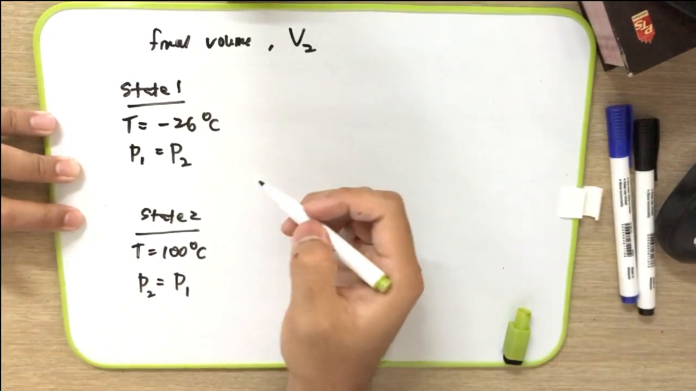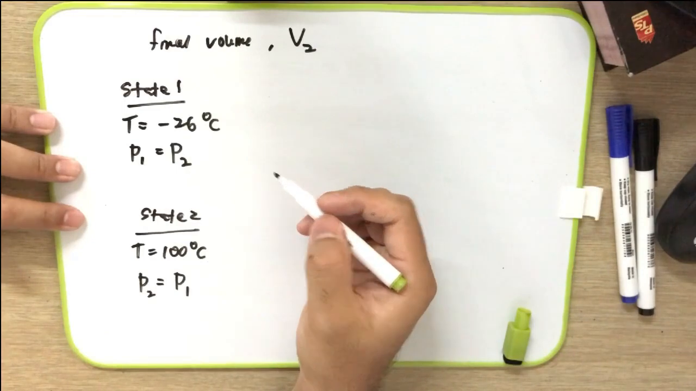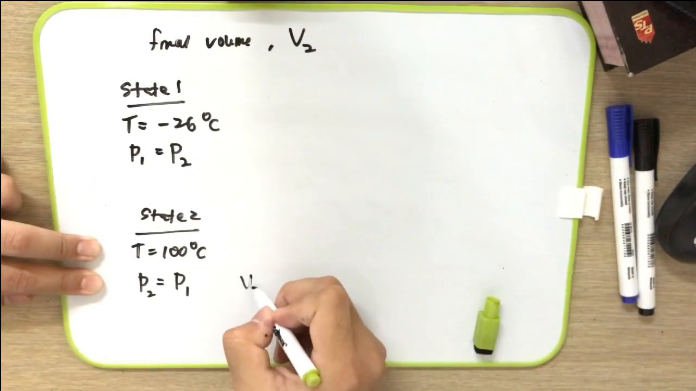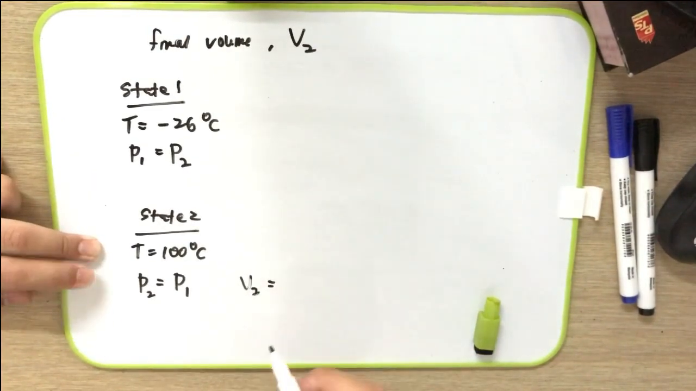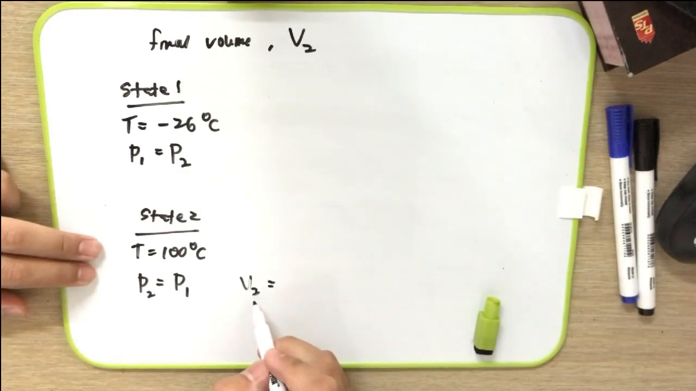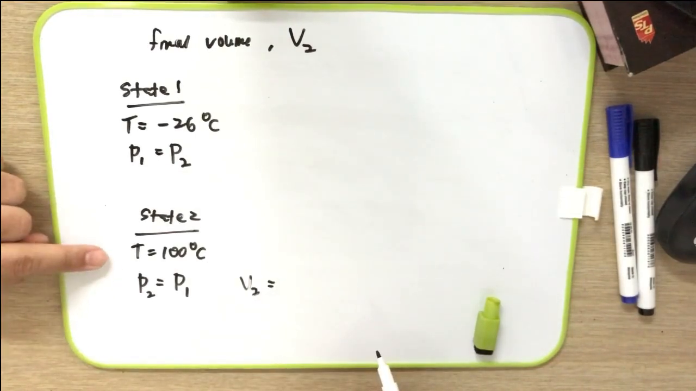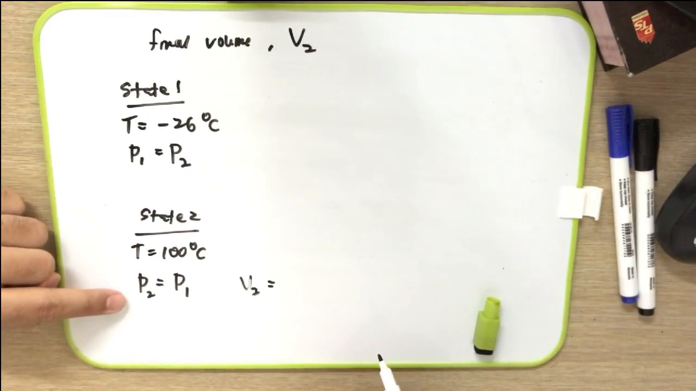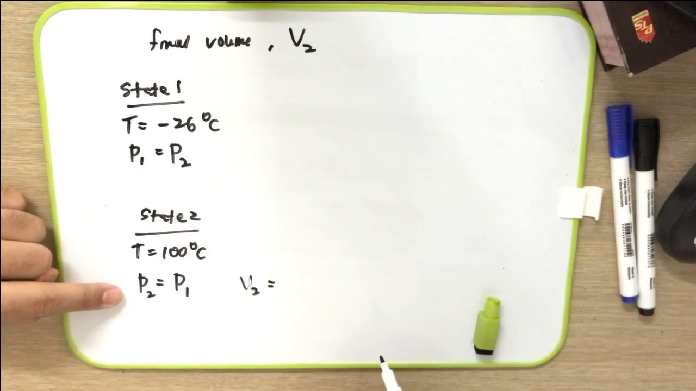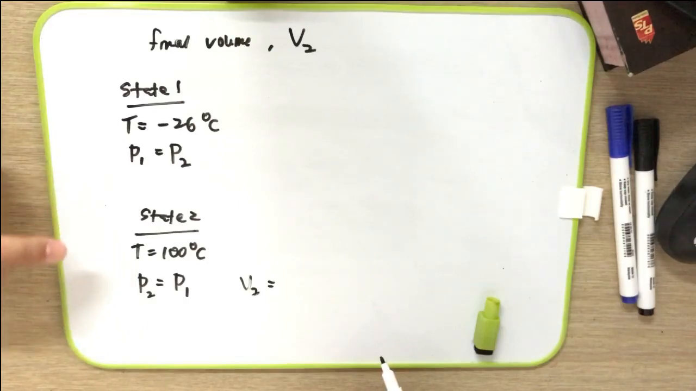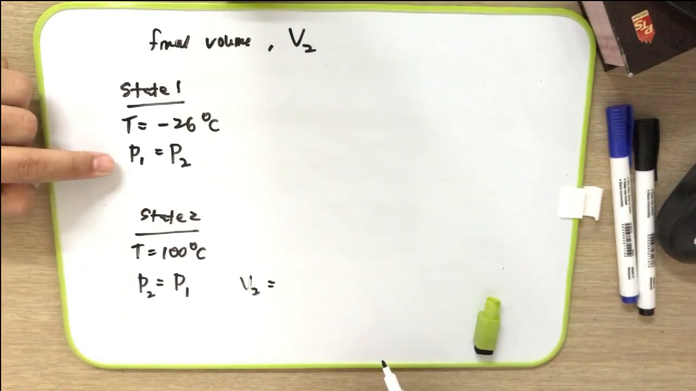Just that we need to find the P first. In order to find V2 here, we should have at least 2 info before we can get V2. But now we only have 1 info and the P is still not found yet. So our mission first is to find what is the P here.